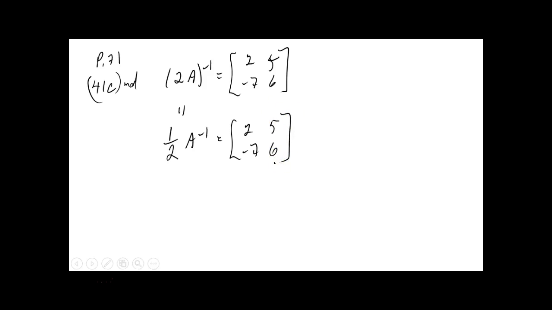Okay? Now, what are we going to do to deal with that? What would you do? And the question is find A. So what would you do? Multiply 2 times both of these, right? That'll wipe out your 1/2. That gives you A inverse is equal to what? Now, yeah, let's go on and do it. 4, 10, negative 14, 12.